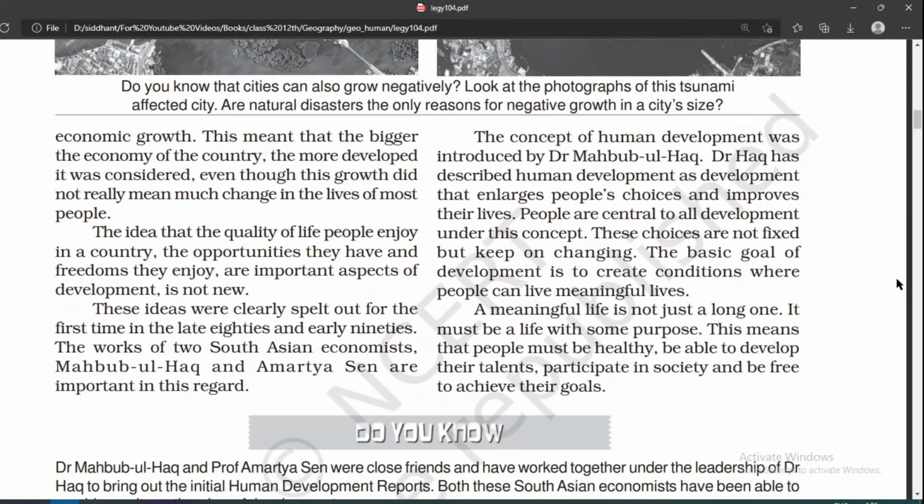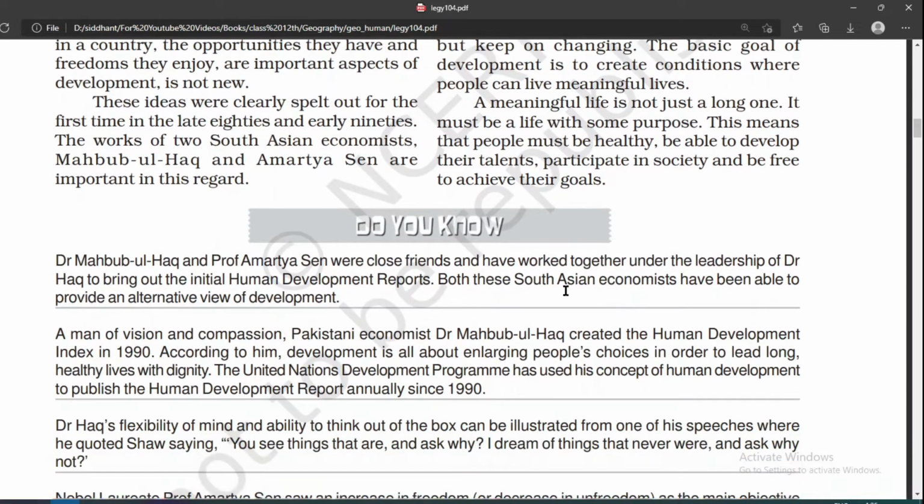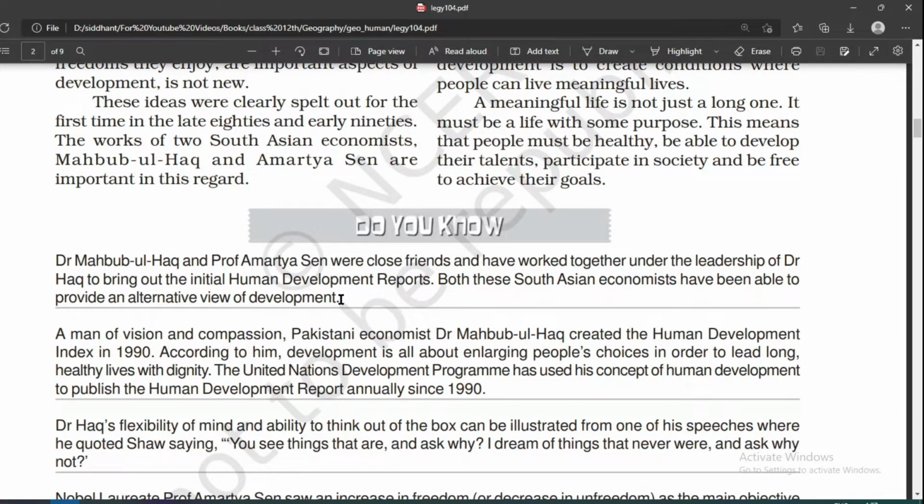A meaningful life is not just a long one, it must be a life with some purpose. This means that people must be healthy, be able to develop their talent, participate in society, and be free to achieve their goals. Do you know Dr. Mahbub ul Haq and Professor Amartya Sen were close friends and worked together under the leadership of Dr. Haq to bring out the initial human development reports? Both these South Asian economists have been able to provide an alternative view of development.